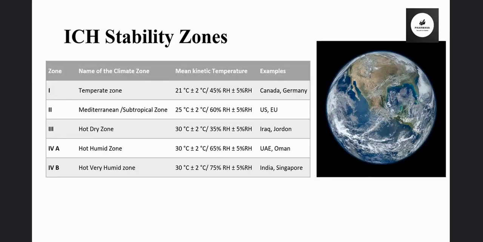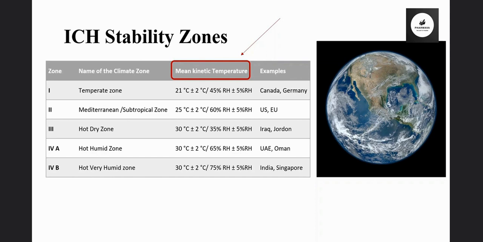Now we'll discuss the ICH stability zones, and it is one of the most important slides of today's presentation. So the globe has been divided into 4 climate zones based on the mean kinetic temperature. Zone 1 is the temperate zone, zone 2 is the Mediterranean zone, zone 3 is the hot and dry zone, zone 4A is the hot humid zone, and zone 4B is the hot very humid zone. A very important point to note here is that the zones have been divided based on the mean kinetic temperature. Mean kinetic temperature, in simple language, is nothing but a temperature which is very close to the mean temperature for that particular region.